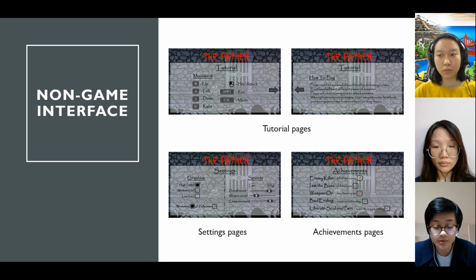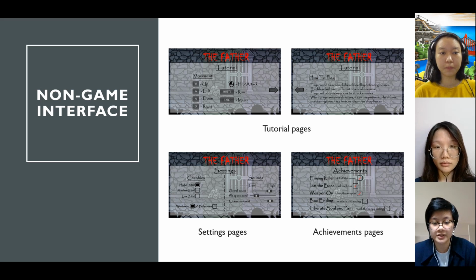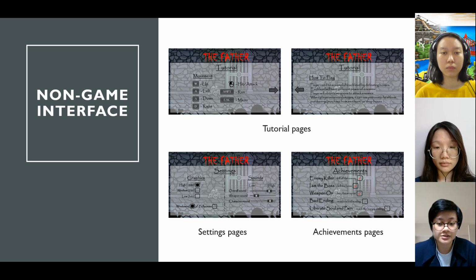And lastly, the diagram on the below right shows the achievement page. The achievement page contains 5 achievements, and each achievement will be completed when the player tries to achieve it in the game. The main purpose of having an achievement is to give the player a sense of accomplishment. And the last 2 achievements, which are the bad ending and Lyric Soul and Pain, have different storylines.